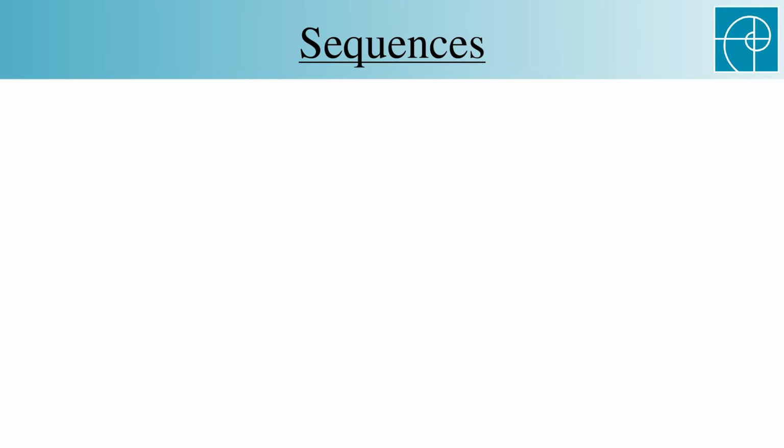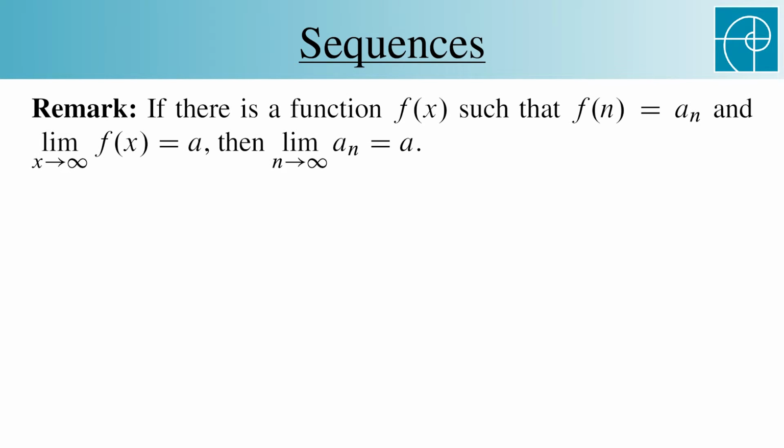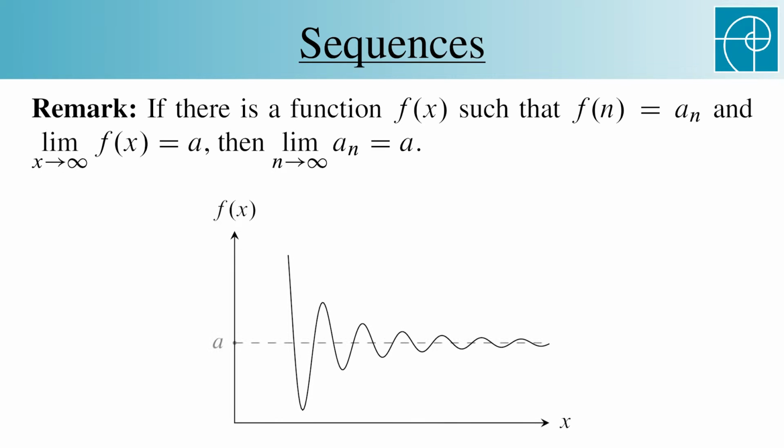We can also benefit from tools that require functions. To start, let's note that if there's a function f of x such that f of n equals a sub n, and the limit as x goes to infinity of f of x is a, then the limit of the sequence is also a. To see this, let's go back to this graph. Here's the limit a. Remember that no matter how narrow a band we put around a, the function's graph is always within the band after some point. Since the terms of the sequence are all given by values of the function, we can represent them as points on the graph, which means that they must all eventually land within the band after some point.